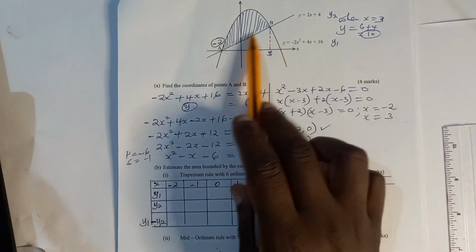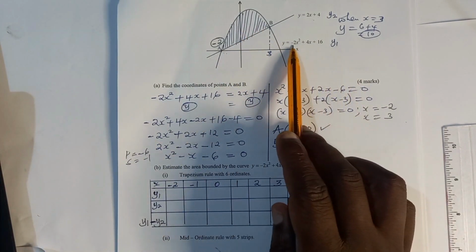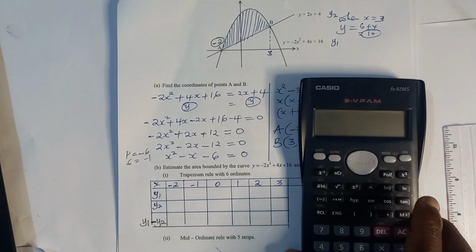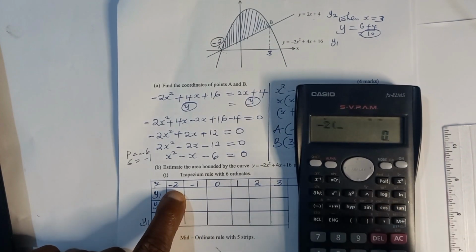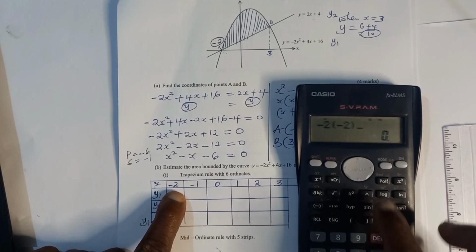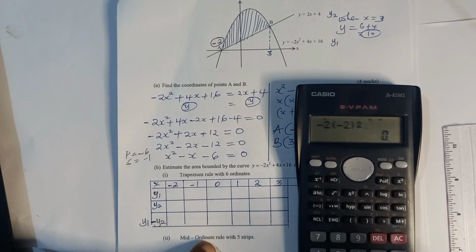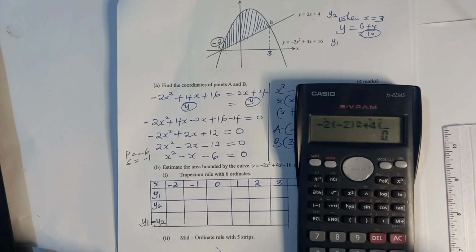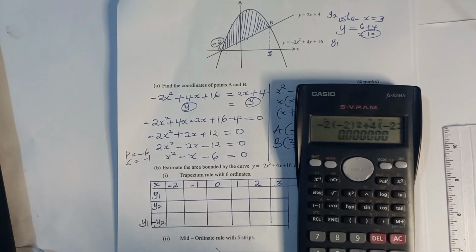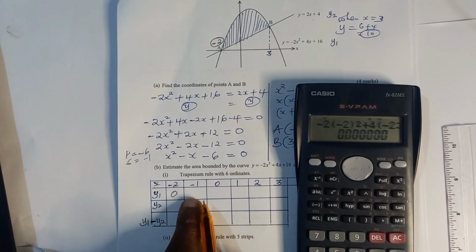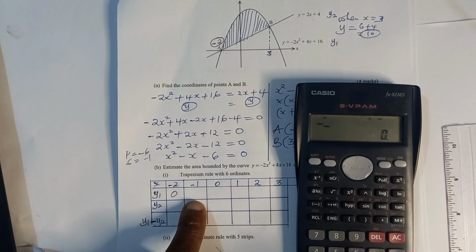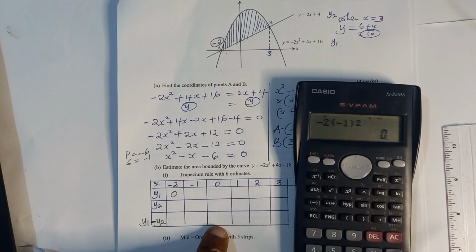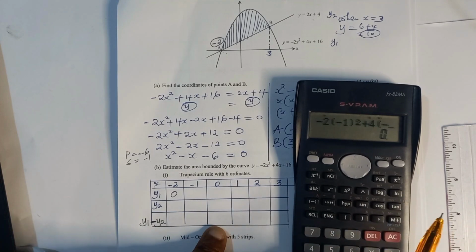Y1, the area under the curve. So the function is given by -2x squared plus 4x plus 16. So -2, and then x is -2, so we put -2 like that, then squared, and then plus 4x, which is -2 plus 16. That will give 0. When x is -1, we shall have -2 times -1 squared plus 4x, x is -1, plus 16, that will give 10.